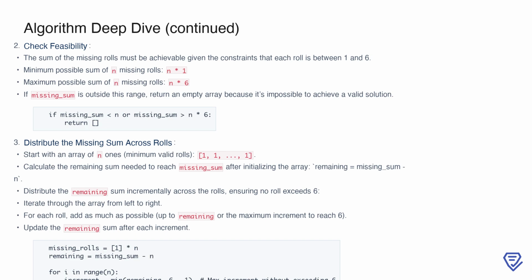If the missing_sum is within the valid range, we move on to distributing this sum across the n missing rolls. To begin, we initialize an array of size n filled with ones, as this is the minimum valid value for each roll. Then, we calculate the remaining sum needed to reach the missing_sum after accounting for the initial ones. This remaining sum will be distributed incrementally across the rolls, ensuring we never exceed the maximum valid value of 6 for any roll.